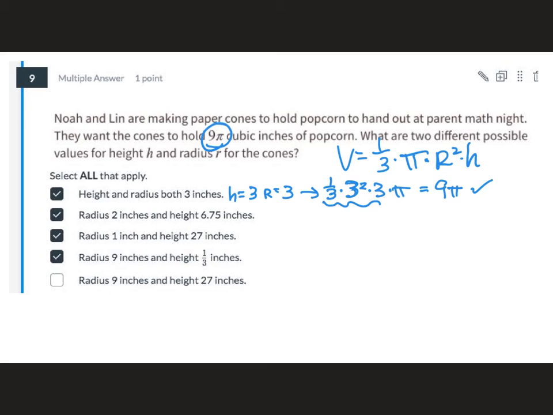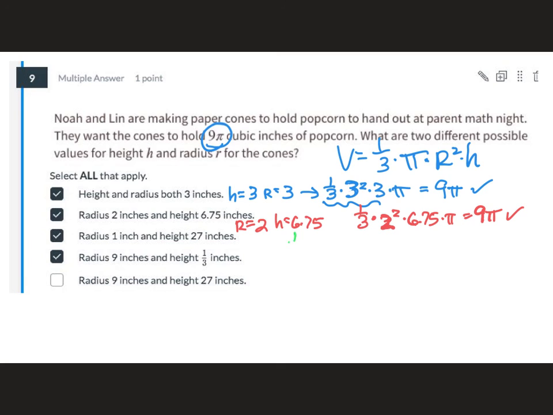Number 2, it says our radius is 2, height is 6.75. So we're going to multiply 1/3 times 2 squared times 6.75. And then the pi symbol is going to sit there. We get 9, and then the pi symbol is going to sit there. That works. Next one, our radius is 1, height is 27.